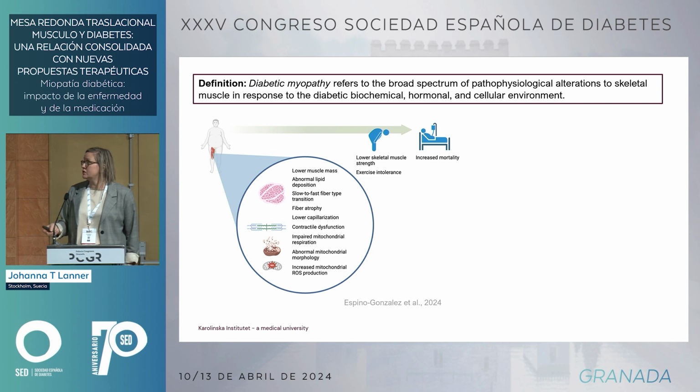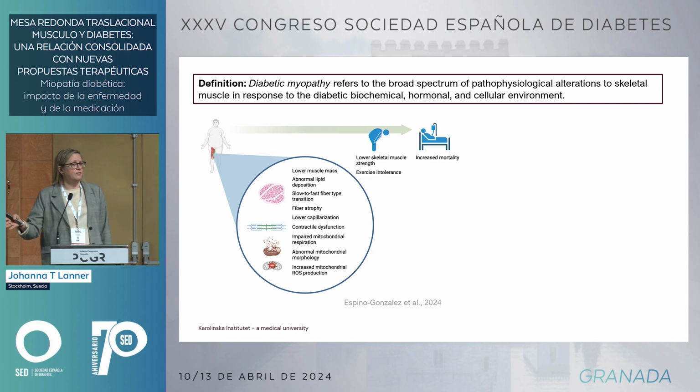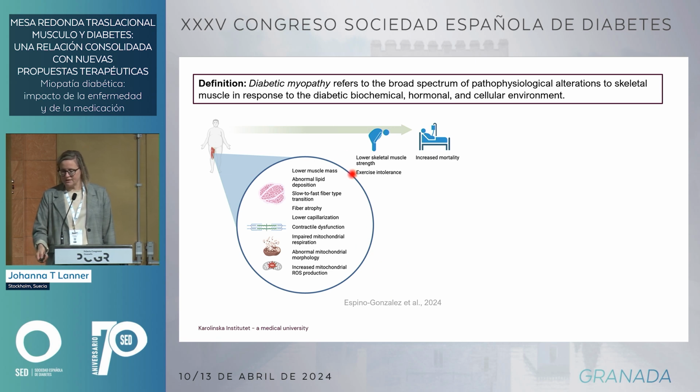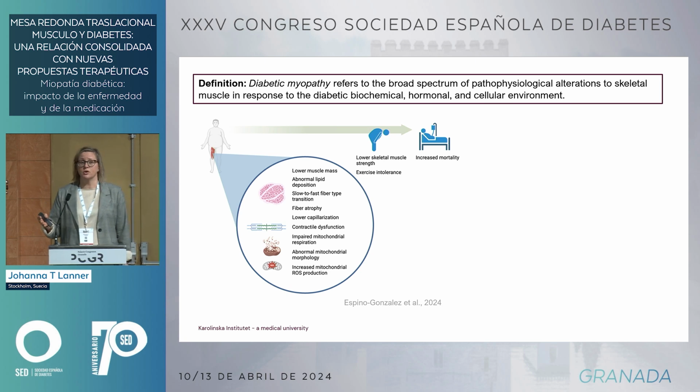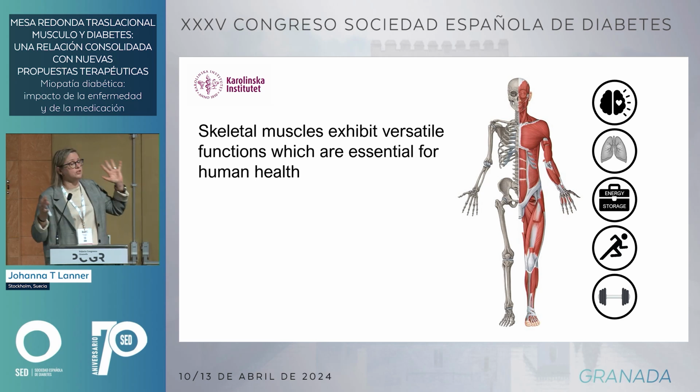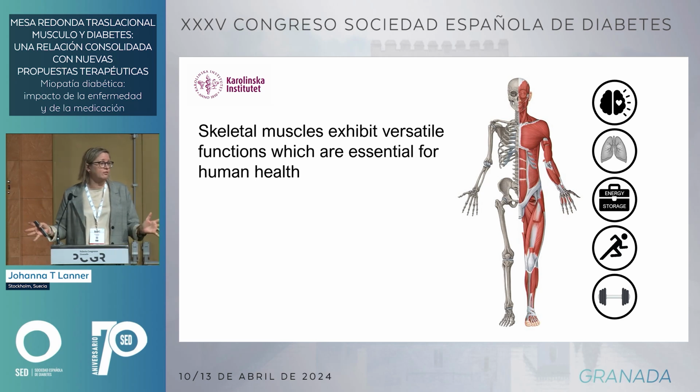And I'll just borrow this image from a review that Dr. Farup recently co-authored, where they were talking about the decrease in regeneration of muscle in the diabetic population. And they also listed several things that may happen in the muscle that can contribute to the muscle not working as well as it should. So what should muscle do? Skeletal muscle does a lot of things for our body, and it's essential for our health.